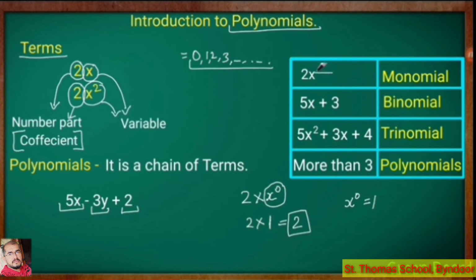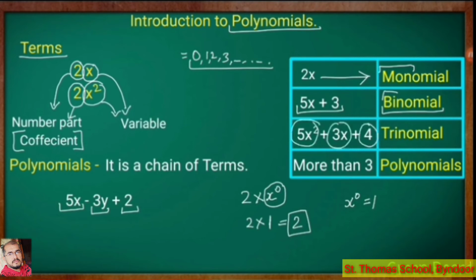Now, in polynomials we have different types. The first one is 2x, which we consider a monomial. Mono means single, one term. The second one is the binomial, 5x plus 3. Bi means two terms: the first term is 5x and the second term is 3, separated by plus.